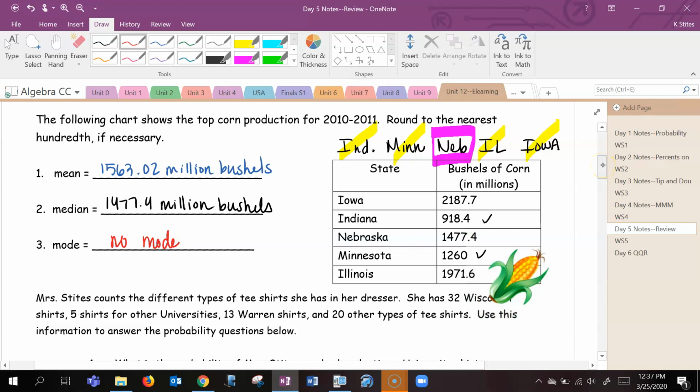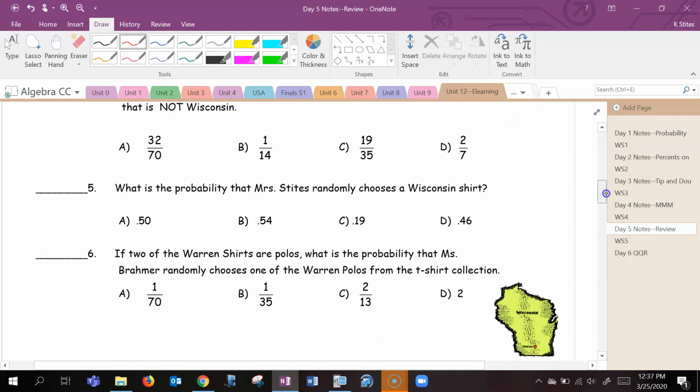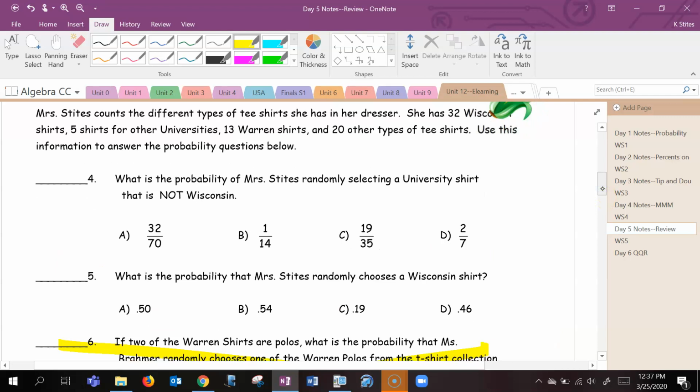All right, so that was your review from mean, median, and mode. Now let's do a review of probability. Mrs. Stites counts the different types of t-shirts she has in her drawer. She has 32 Wisconsin shirts, 5 shirts for other universities, 13 Warren shirts, and 20 other types of t-shirts. Use this information to answer the probability questions below. What is the probability of Mrs. Stites randomly choosing a university shirt that is not Wisconsin?